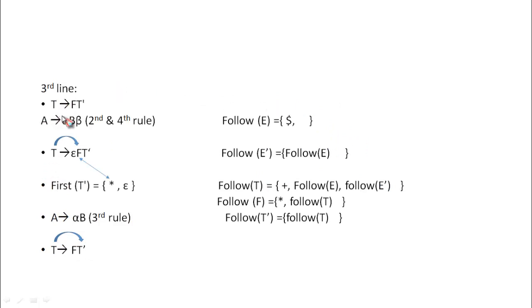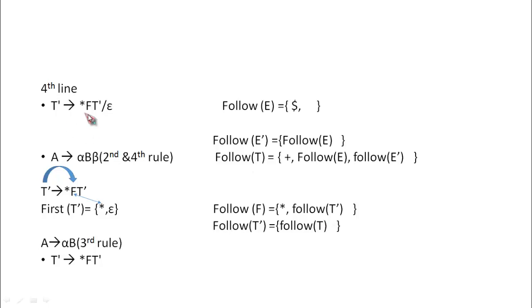For the third line, T implies F T prime, so again we need epsilon as alpha, and A is T, B is F, and beta is T prime. So for the second and fourth rules, the first of T prime is multiplication and epsilon. Multiplication is already put in, so no need again, and there is epsilon also, so follow of T is placed in follow of F. For the third rule, A implies alpha B matches this production, so follow of T is placed in follow of T prime.